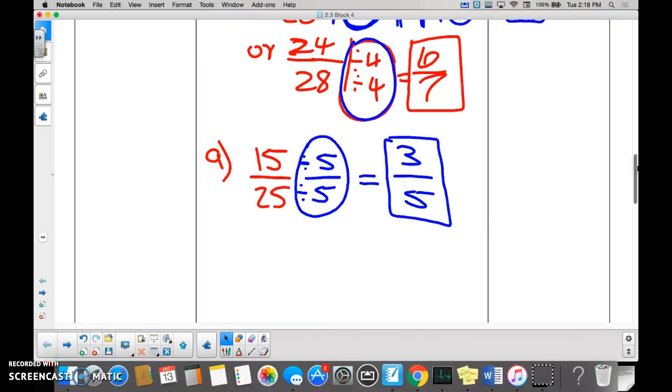Last problem, number 9, 15 and 25. You must create your bubble. On your homework today, you must always have your bubble. And inside your bubble is going to be a common factor of those two numbers, right? So 15 and 25 have a common factor of 5. Divide both sides by 5. 3/5 is in lowest terms because nothing else goes into both 3 and 5. Got it?